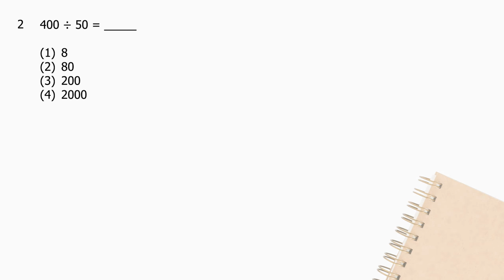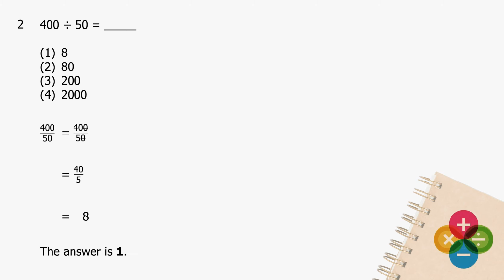Question 2. Divide 400 by 50 and equal to. Divide 400 by 50 will be 400 over 50, which is equal to 40 over 5, which is equal to 8. The answer is 1.